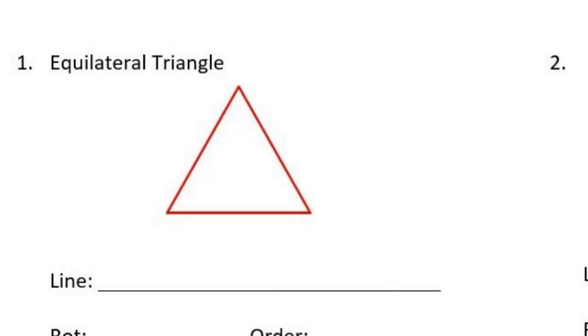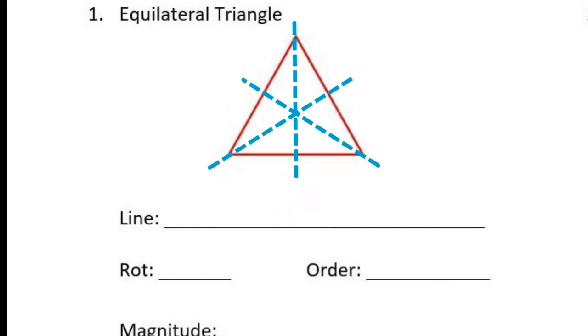Does my equilateral triangle have any lines of symmetry? Is there anywhere that I could fold it that it would land on top of itself if I folded it over that line? There's 3. We can go vertically. We can go slantwise this way. We can go slantwise this way. So line symmetry, I'm going to say yes. We have 3 line symmetry.